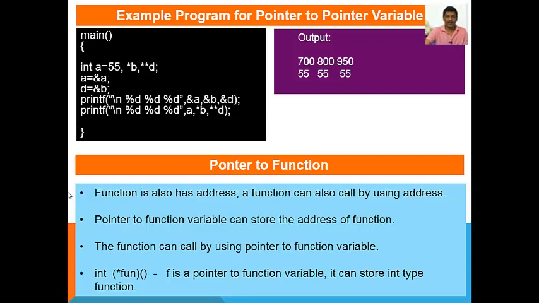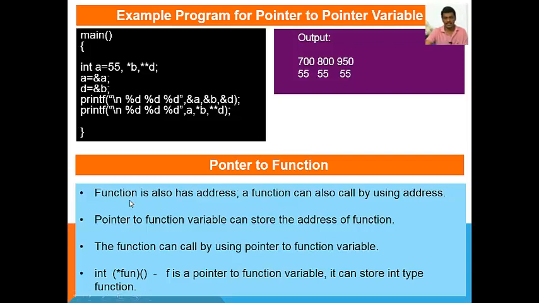If we want to store, each and every function has an address. A function also has an address. A function can also be called by using its address. Each and every variable has an address. We assign that address into the appropriate pointer variable, then we can get the value through the pointer variable. In pointer to function also, the function has an address. We can call it by using the address.